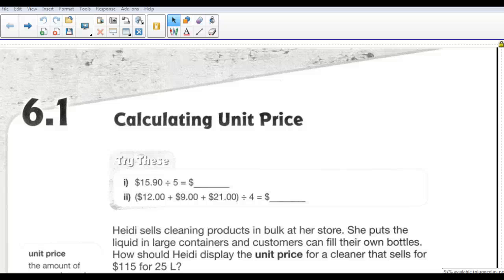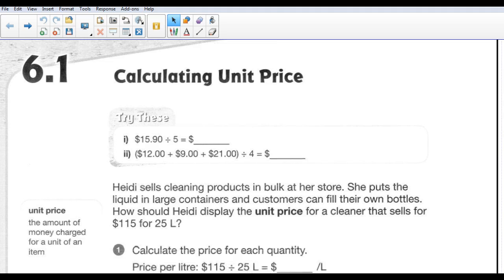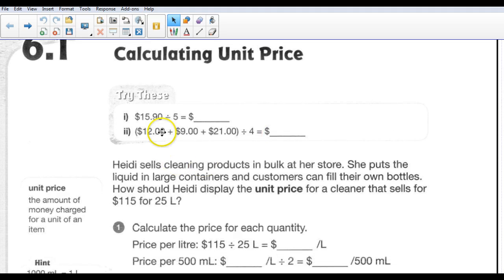Okay, this is 6.1, calculating unit price. That's usually taking something that's large and breaking it up into pieces and calculating it in its smaller parts. Okay, so let's try some of these.